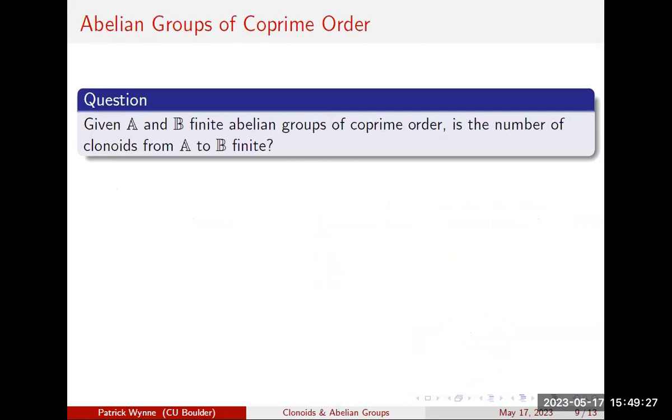Okay, so then this leads to the question, what about other pairs of abelian groups that are of coprime order? Is it still true that there are just finitely many clonoids between them? Well, unfortunately, I don't have an answer, but I have a partial answer.